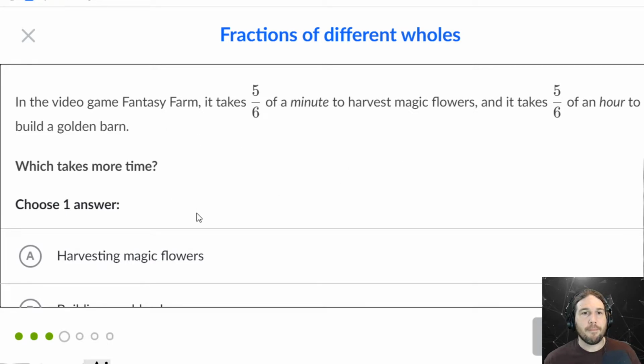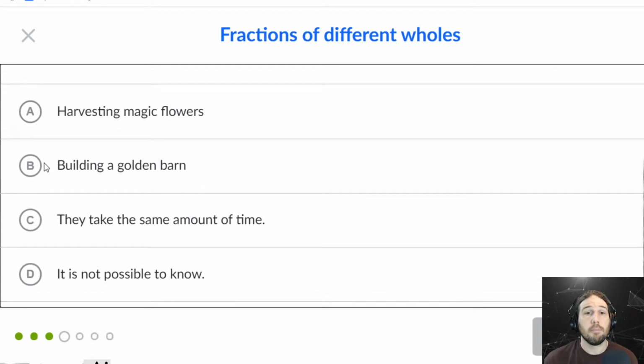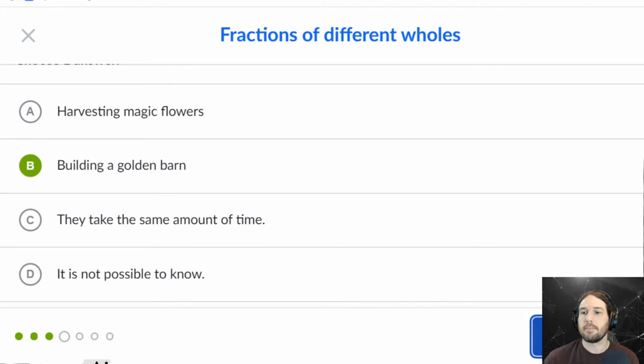Okay, in the video game Fantasy Farm, it takes 5/6 of a minute, you can tell it's important because they put it in caps, to harvest magic flowers, and it takes 5/6 of an hour to build a golden barn. Well, because an hour is longer, building the golden barn is going to take longer.